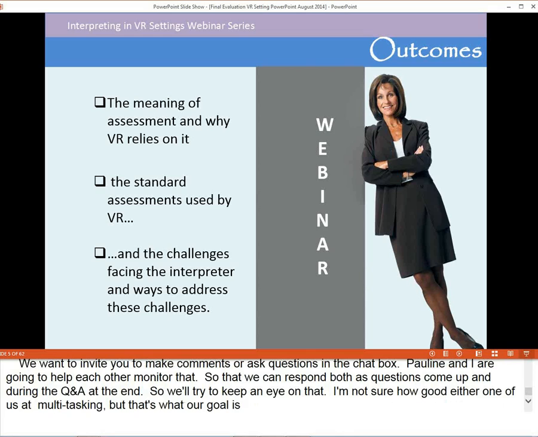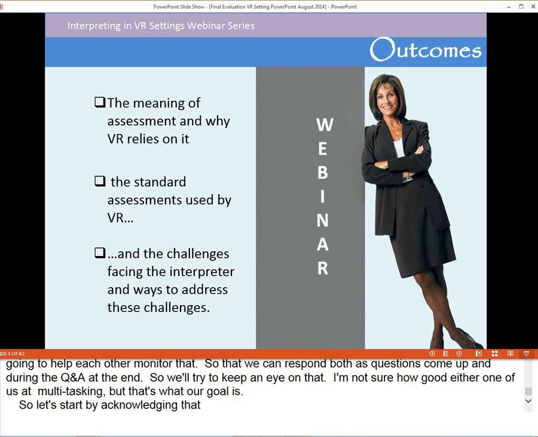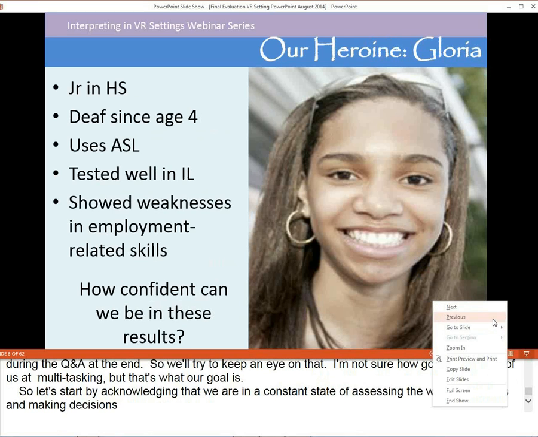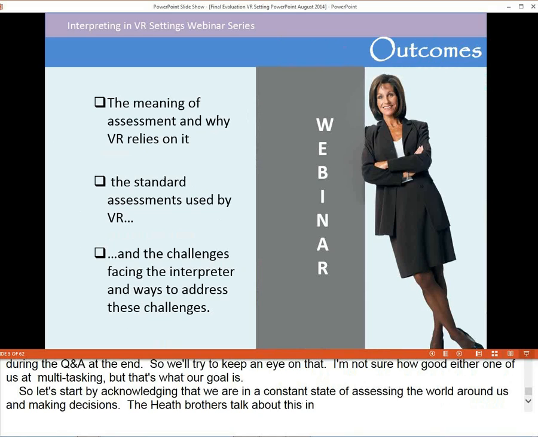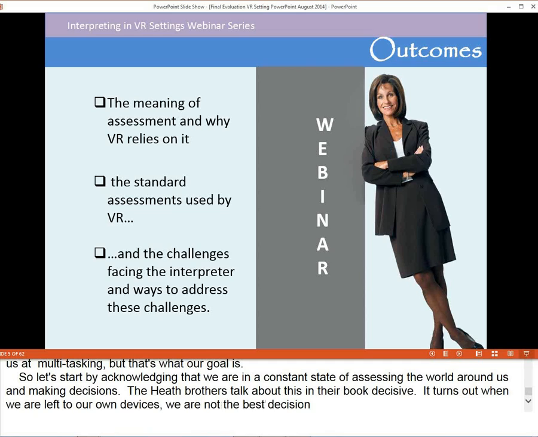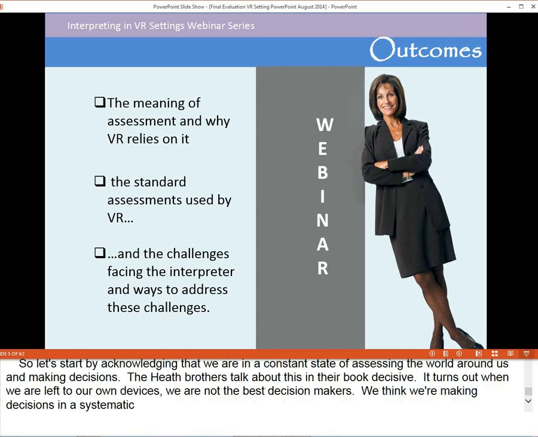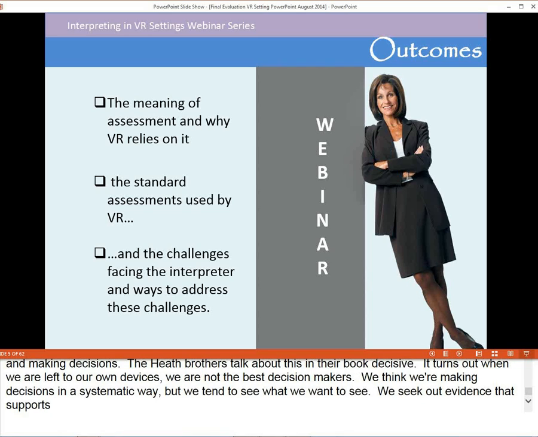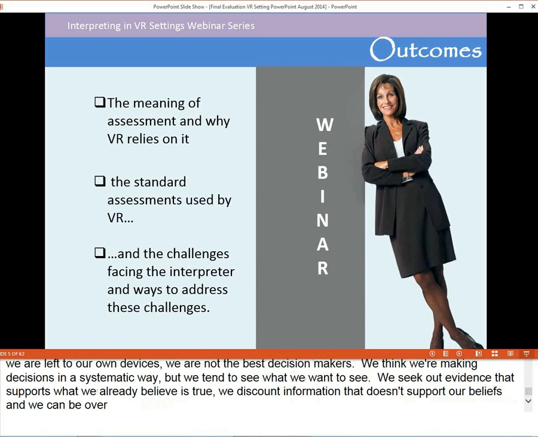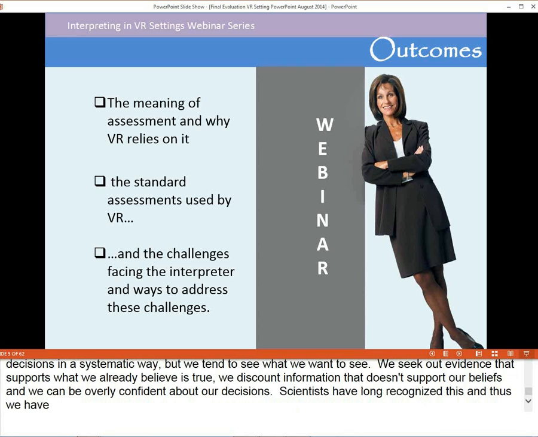So let's start by acknowledging that we are in a constant state of assessing the world around us and making decisions. The Heath brothers talk about this in their book, Decisive. It turns out that when we are left to our own devices, we are not the best decision makers. We think we're making decisions in a systematic way, but we tend to see what we want to see. We seek out evidence that supports what we already believe is true. We discount information that doesn't support our beliefs, and we can be overly confident about our decisions. Scientists have long recognized this, and thus we have the field of measurement and assessment.